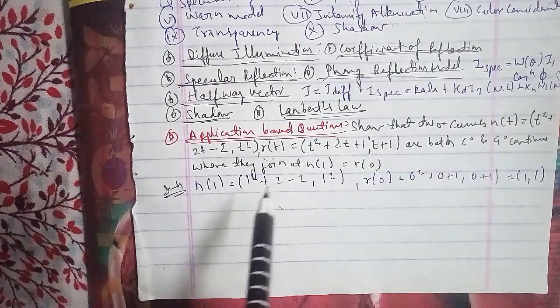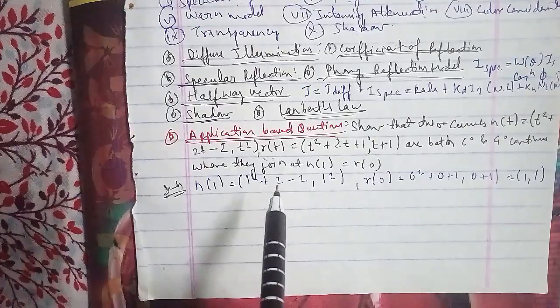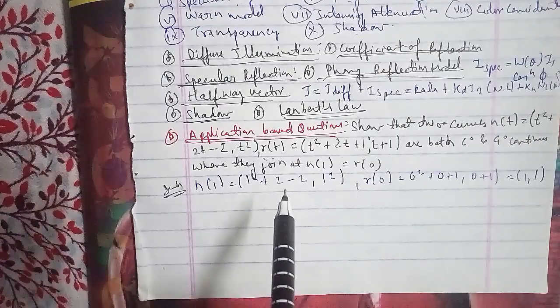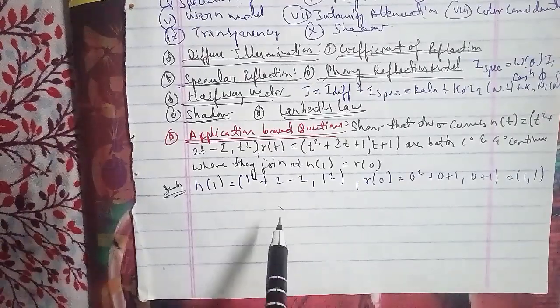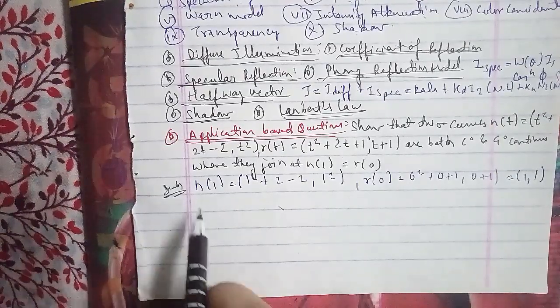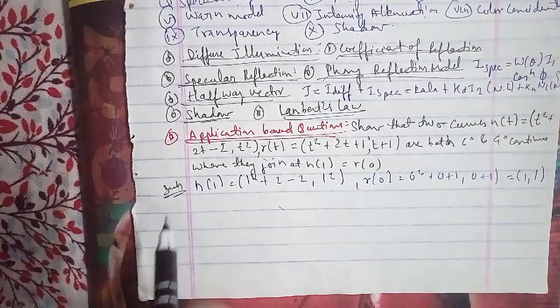Then unit 3, which we have completed, is three-dimensional, where we completed three-dimensional 3D geometric primitives and 3D object representation, 3D transformation, 3D viewing, projection, and 3D clipping as well.